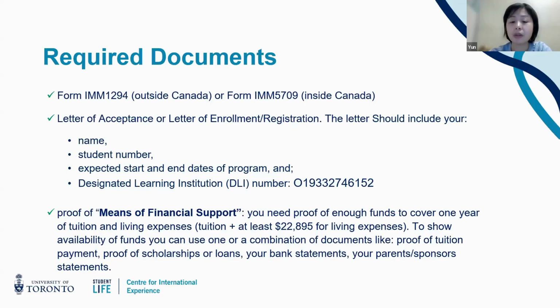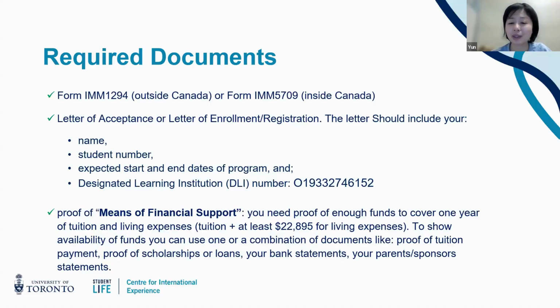The U of T designated learning institution number, or DLI number, I have put it on the screen, which is 01933274615. If the letter does not have the DLI number, you should provide this number in the application form, IMM 1294 or IMM 5709. Make sure that the DLI number that you put there is correct.